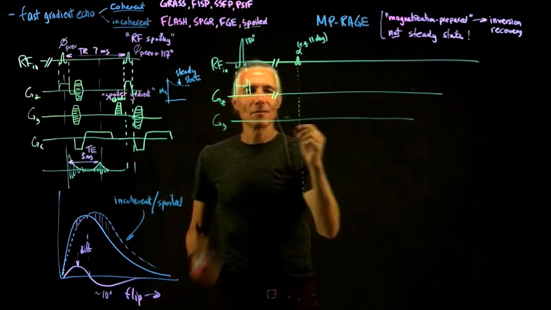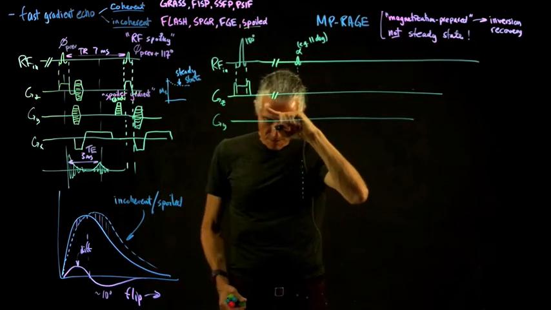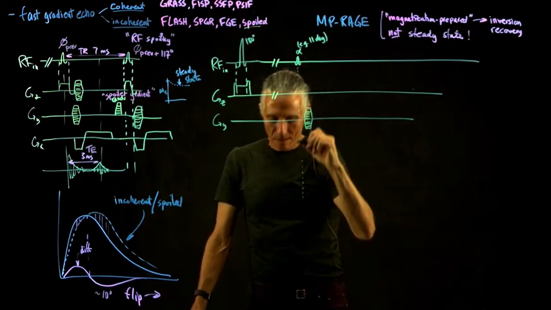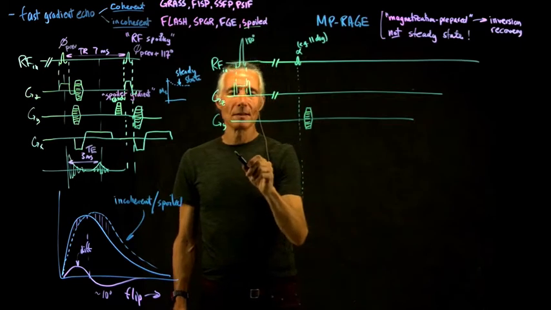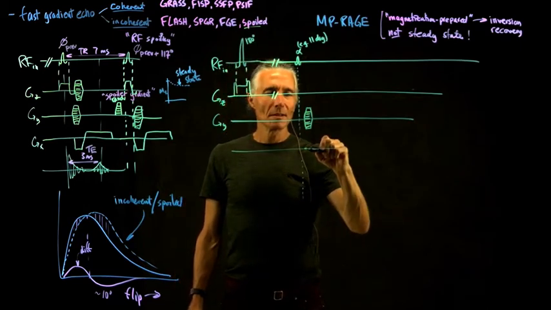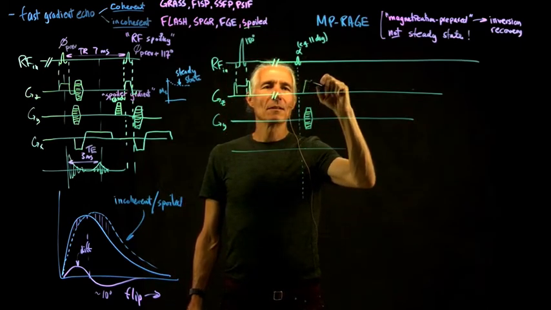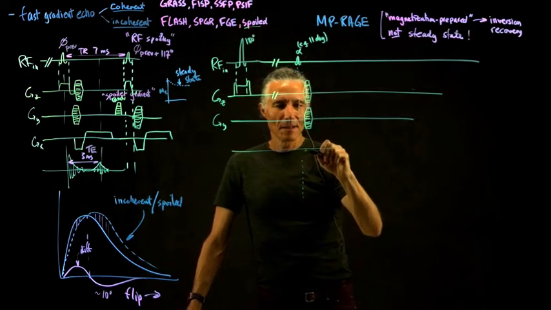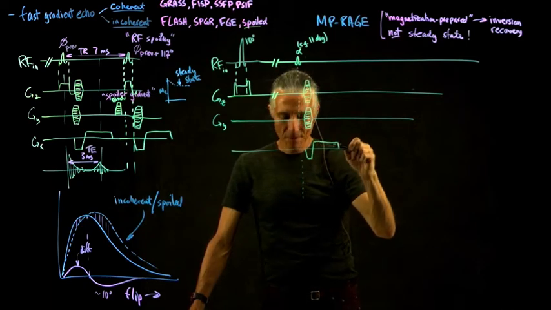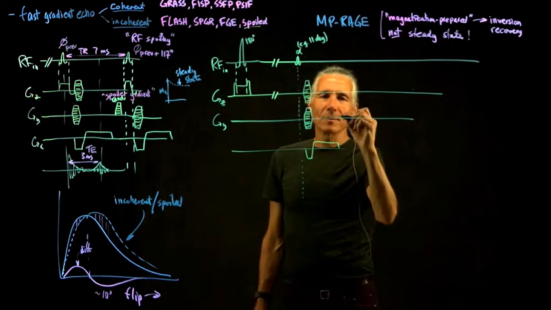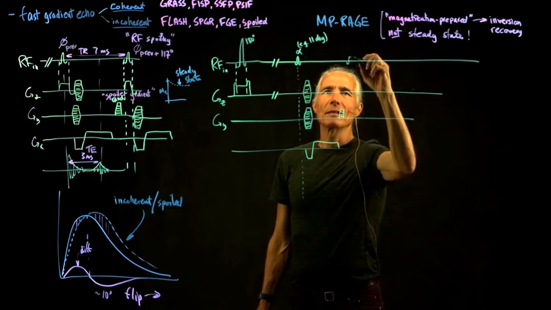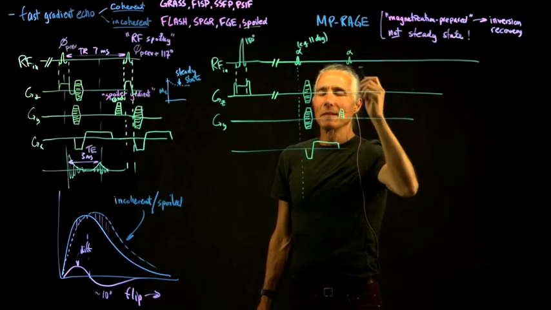And then it's a 3D sequence. So we would have our phase encode here, and here's the partition phase encode. And then here's the readout. And then we might do a spoiler and some phase spoiling.